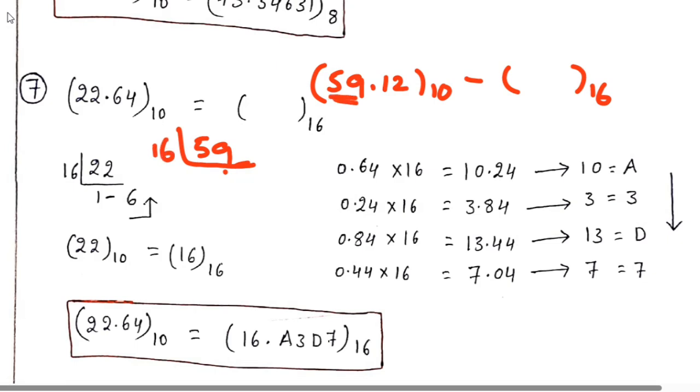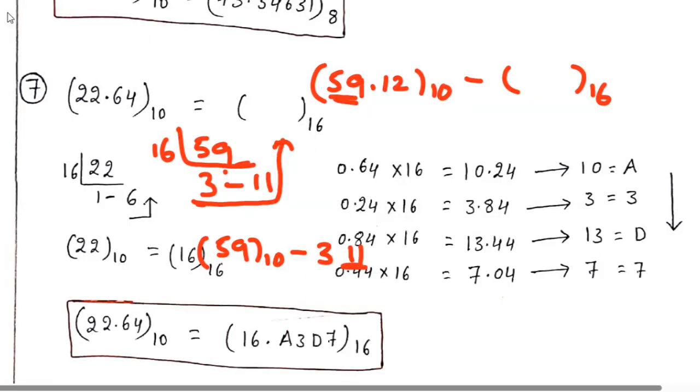16 3s are 48, right? 16 4s are 64. So 16 3s are 48, remainder is 11. 3 is less than 16, so stop here. Now 59 base 10 we have converted into 3 and 11.